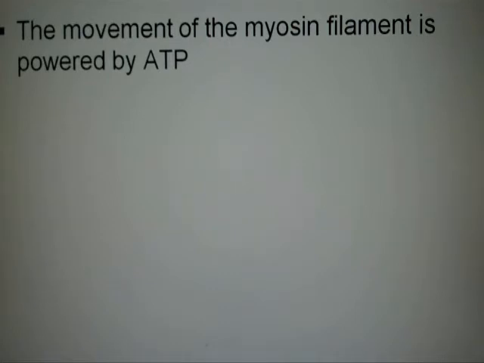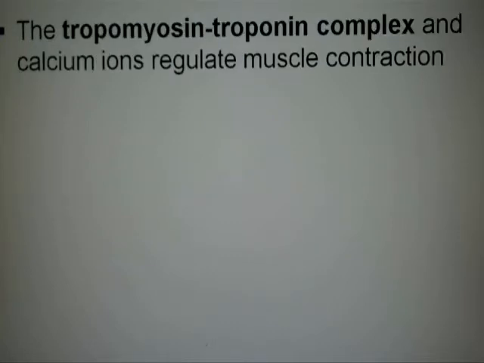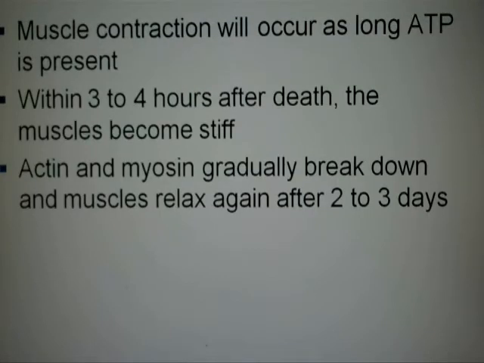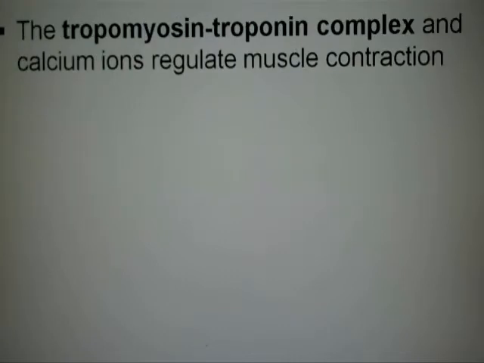So in order for those myosin filaments to move, we have to have some ATP. We have to have some energy. Mostly that energy is going to be required to detach the actin and the myosin, to detach that cross bridge. That gets to be important for several reasons. So once again, the troponin, tropomyosin, these two proteins, that complex, and calcium ions are going to regulate muscle contraction.